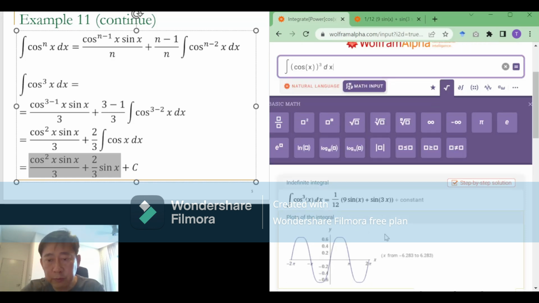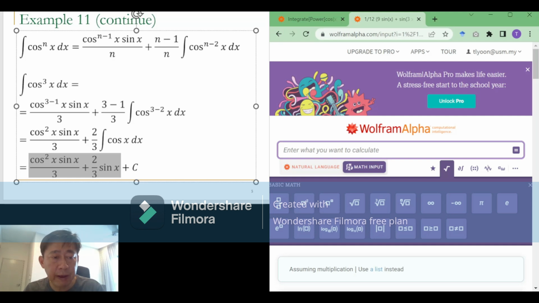To show that the expressions obtained from Wolfram Alpha and the expression given by example 11 through the analytical method are identical, I'm going to ask Wolfram Alpha to simplify the expression from example 11 using a function called simplify. Here, I'm going to type in the expression in example 11 in the PowerPoint.